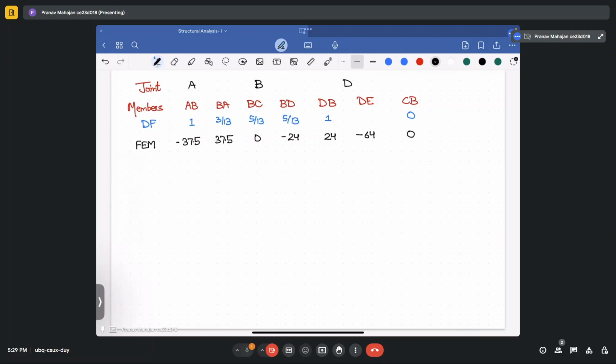Okay. Now we will divide the unbalanced moments based upon their distribution factors. So for joint B, we are having the value around 13.5 as the unbalanced moment. So we'll divide them based upon the distribution factor. Here it will come as minus 3.12, minus 5.19. Here it is also 5.19.